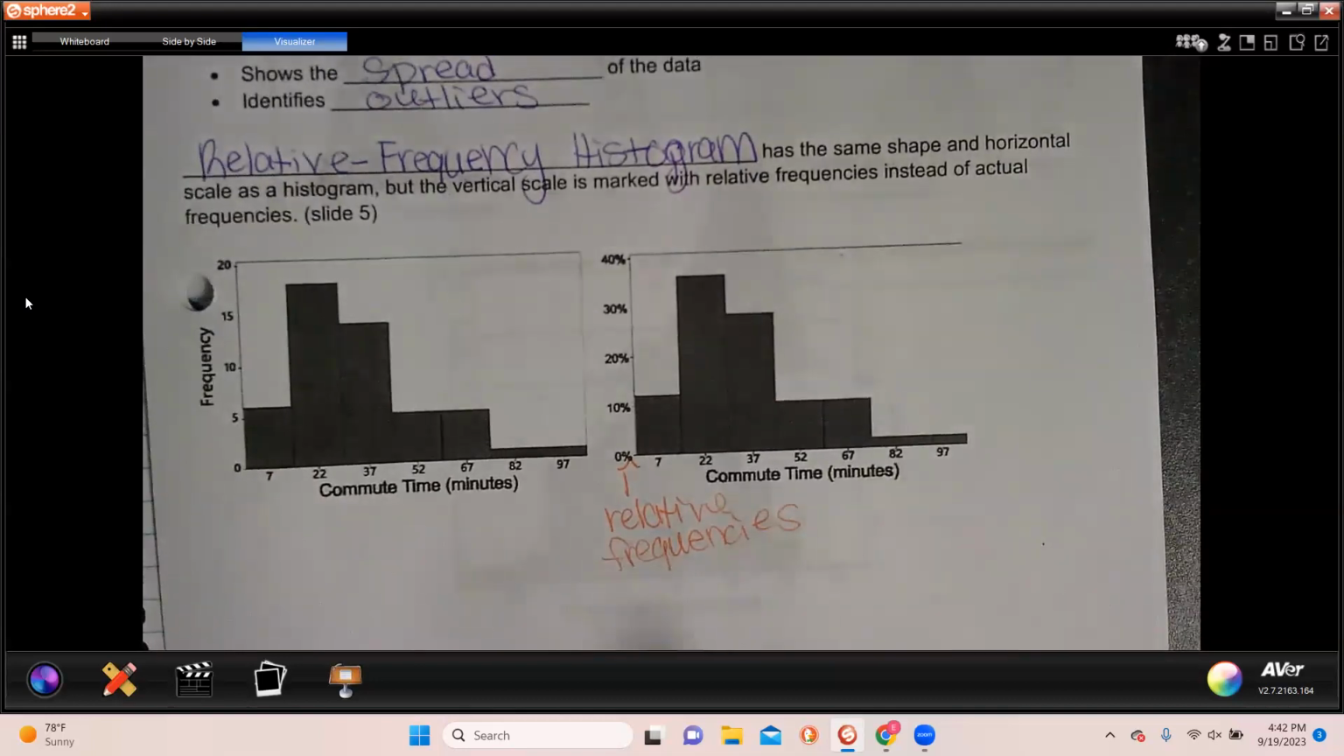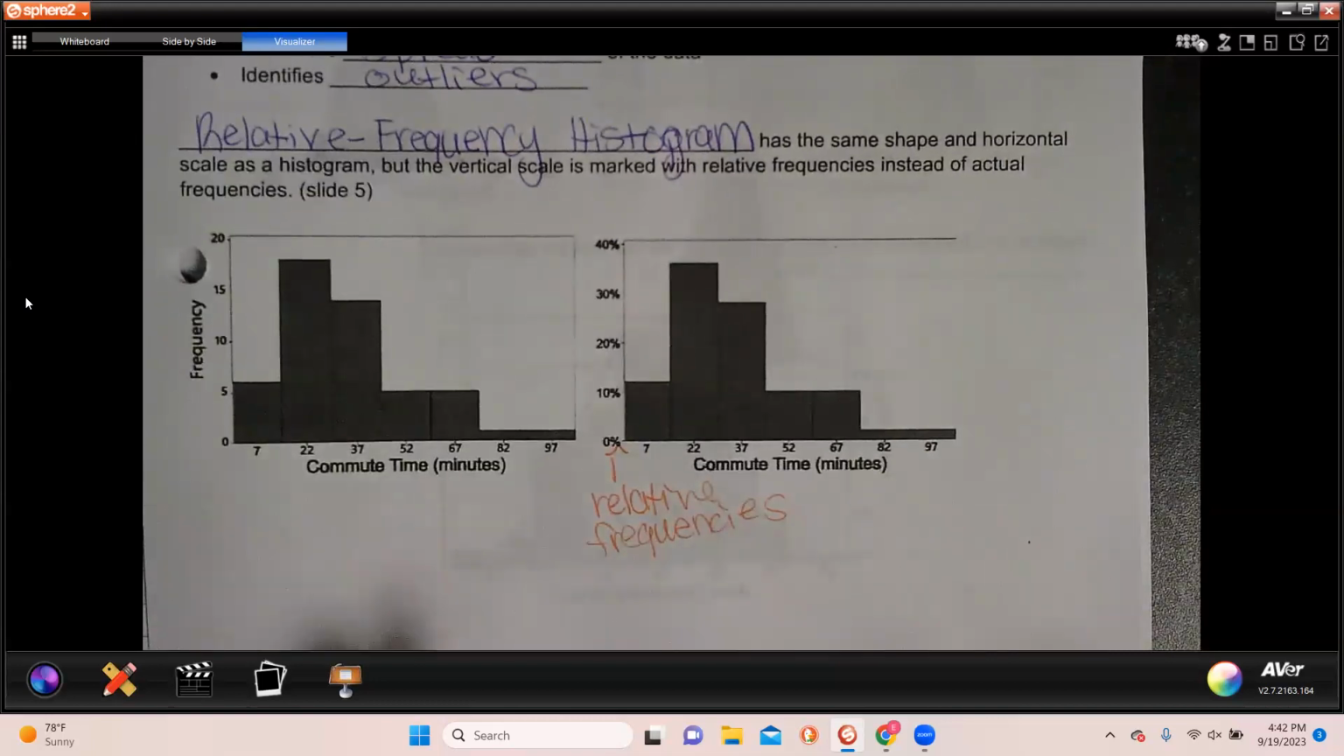So these are what histograms look like. The bars are touching, obviously. There are no gaps here. They are all the same width. If they are not the same width, then somebody is trying to trick you. They're trying to bring focus onto things that don't deserve focus.